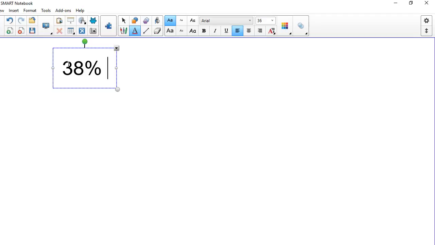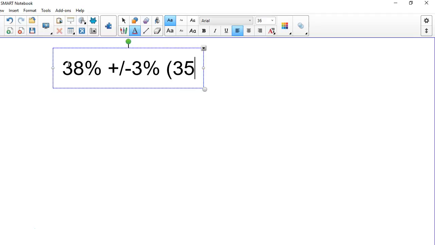So my sample is 38% plus or minus 3%. Now I've made a generalization. I think 38% of people are going to vote for Hillary, with a margin of plus or minus 3%. That means my bounds are 35% to 41%.